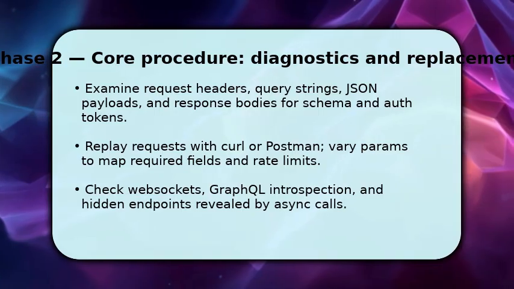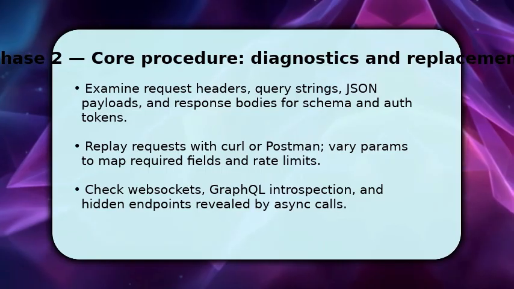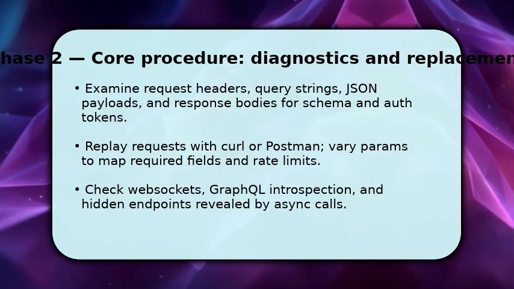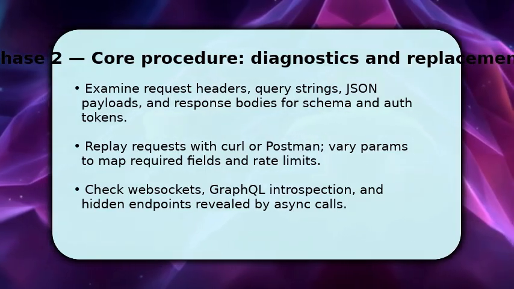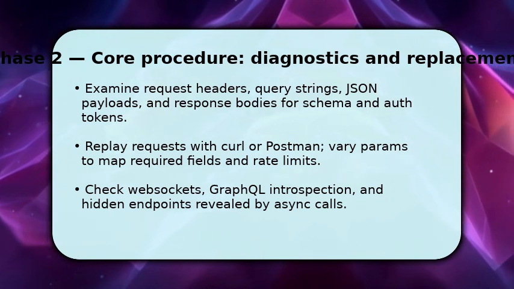If responses stream or use GraphQL, use introspection or subscribe to WebSocket frames. Once done, catalog endpoints, methods, and auth. This detailed mapping turns raw traffic into a usable API specification.